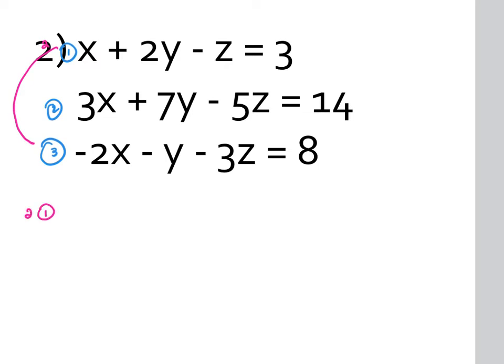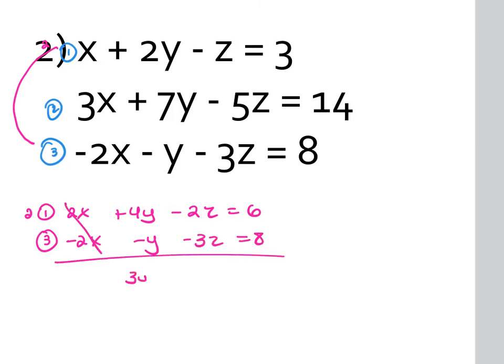2 times number 1, and then 3. So 2x plus 4y minus 2z equals 6. Negative 2x minus y minus 3z equals 8. These cancel. 3y minus 5z equals 14. And that's new 1.